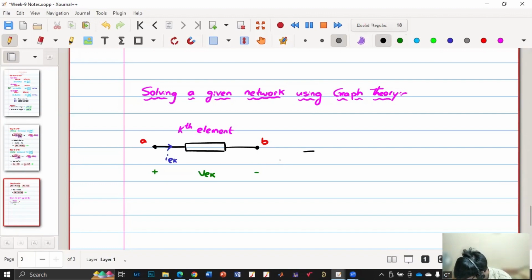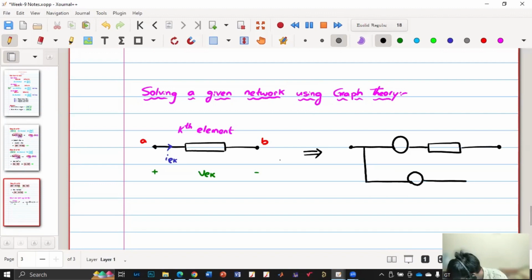So this one we are considering within the same thing. We'll be considering one voltage source and one impedance, as well as one current source. So this is our A, this is our B, and this is the current I_Ek. Okay, and this is the voltage, plus minus V_Ek. So now we have considered one current and voltage, and this is our Z_Ek.